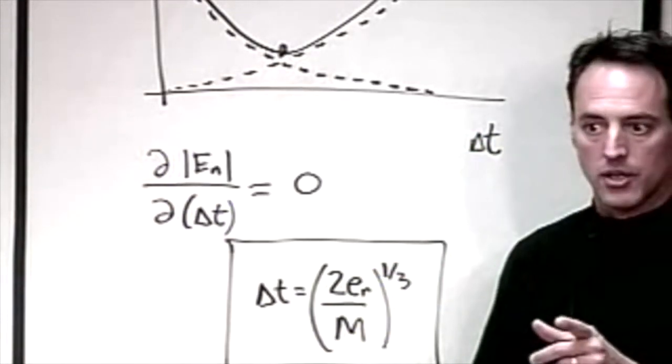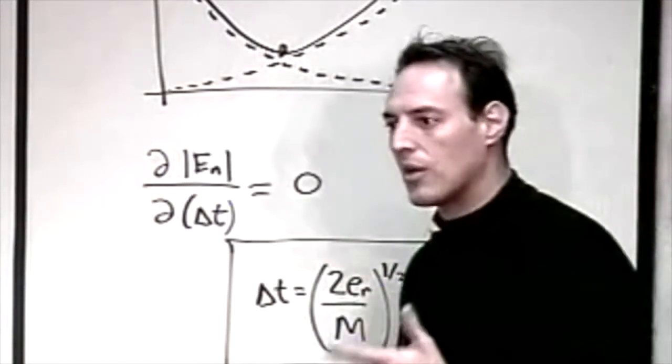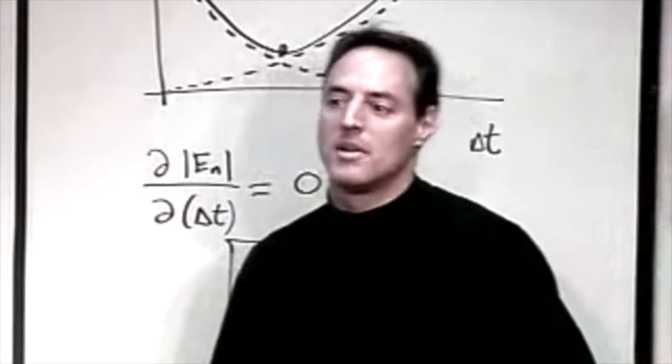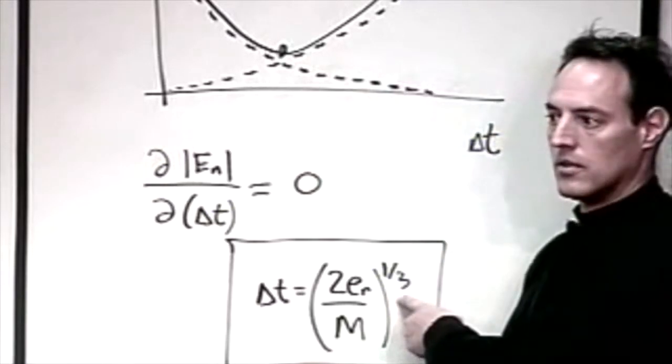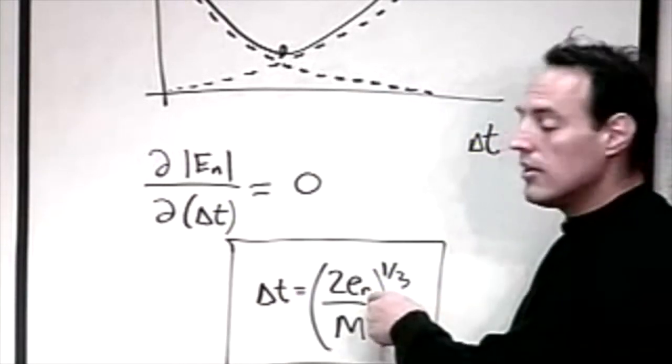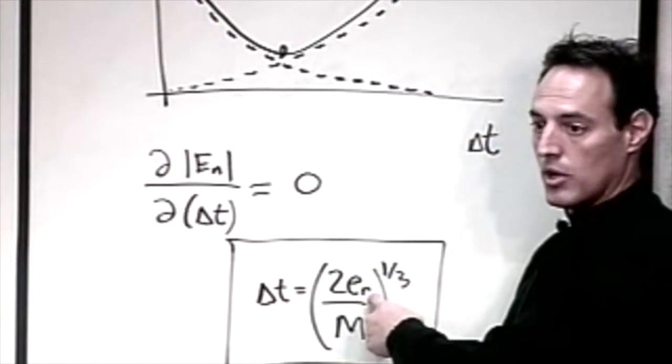Now here's what's interesting. You might be tempted to think, well, look, if my round-off error is 10 to the minus 16, I can take a really small step. But look at this. This is to the 1/3 power. So you have E_r, which is 10 to the minus 16, raised to the 1/3.